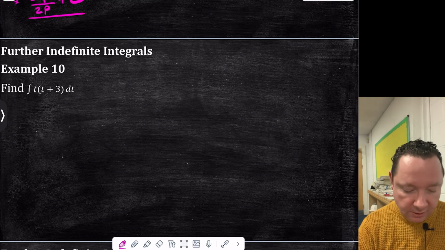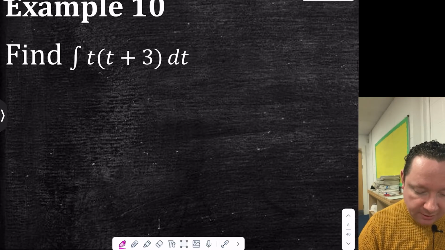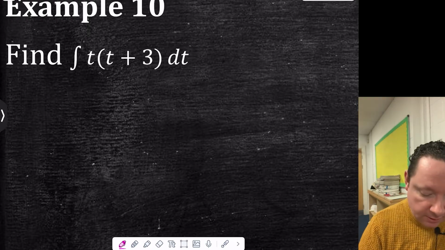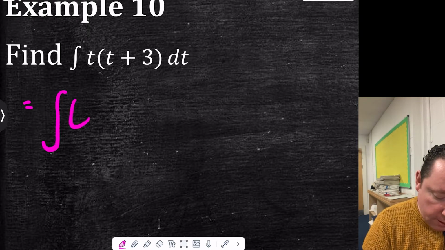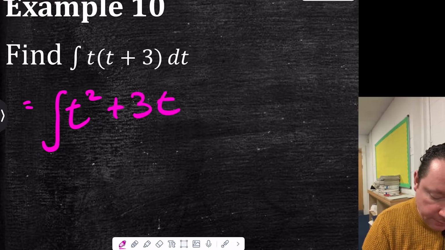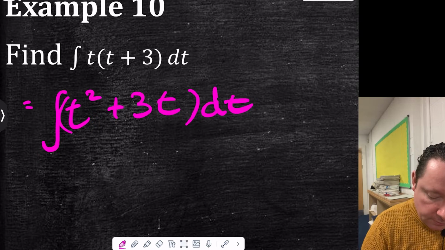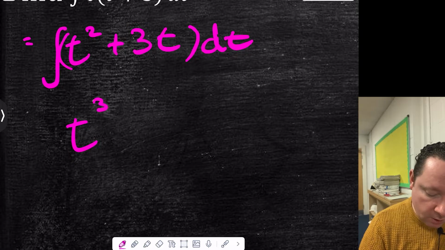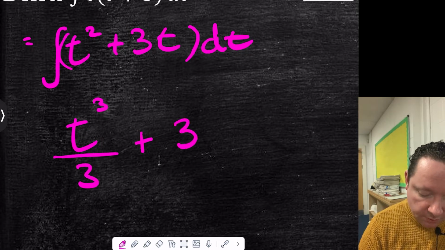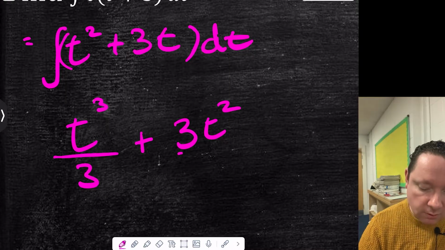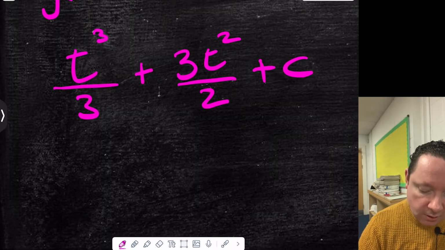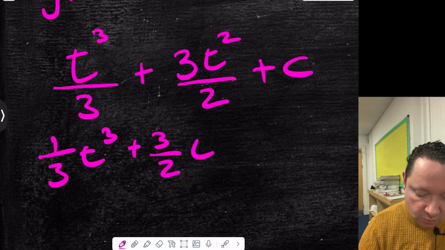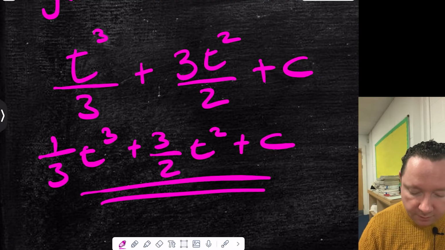Okay, 2 more on indefinite integrals. This time we've got a bracket to deal with, integral of t times t plus 3. So I need to get it ready to integrate by multiplying out the brackets. So that equals the integral of t squared plus 3t dt. Add 1 to the power, divide by the new power. So that's t cubed over 3 plus 3t squared over 2 plus c. So that gives me 1/3 t cubed. I prefer to write it as fractions to the side. 3 over 2t squared plus c. And we're done there.